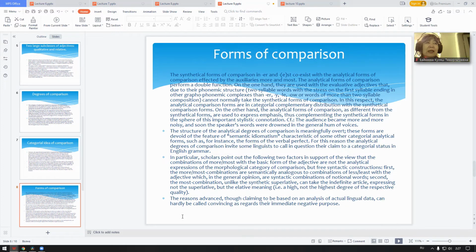The audience became more and more noisy, and soon the speakers were drowned in the general hum of voices.